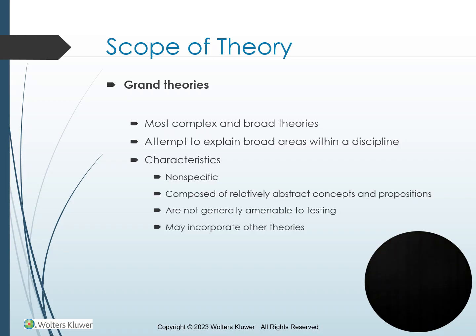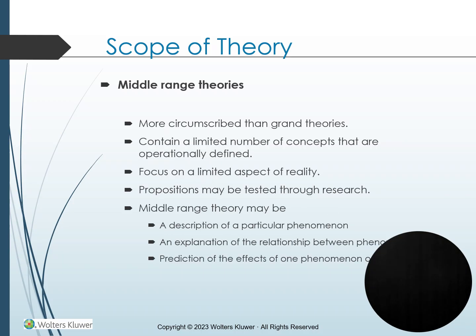We now have the scope of theories also leading to not only what we call the grand theories, but also our middle range theories. Grand theories are more complex and broad theories. They attempt to explain broad areas within a discipline. They do have some very distinct characteristics. They're usually nonspecific. They usually are composed of relatively abstract concepts and propositions. They're not generally amenable to testing, and they may incorporate other theories. And grand theories probably were the first of theories to be developed.